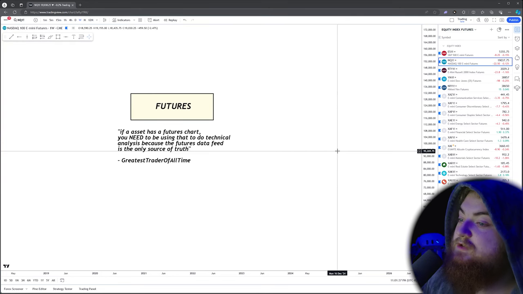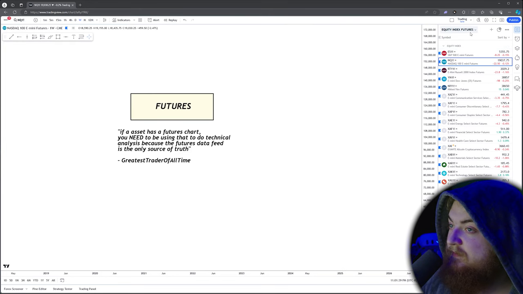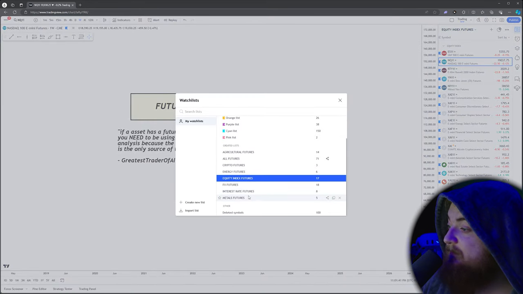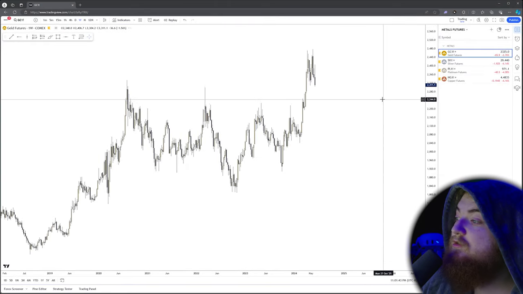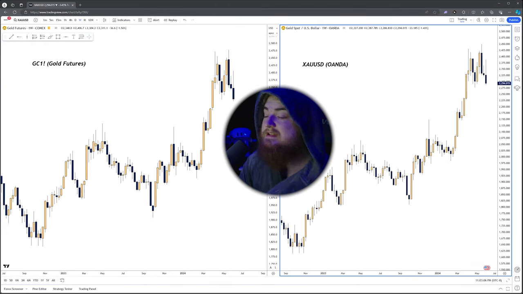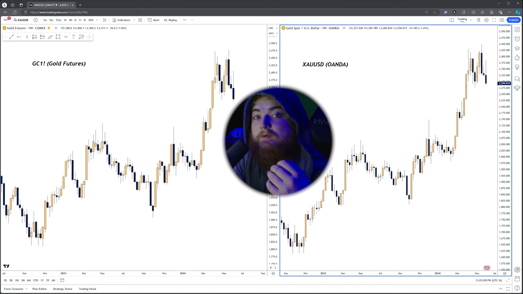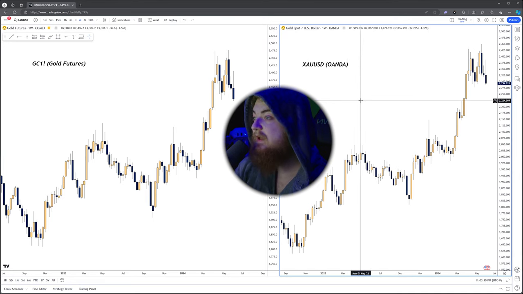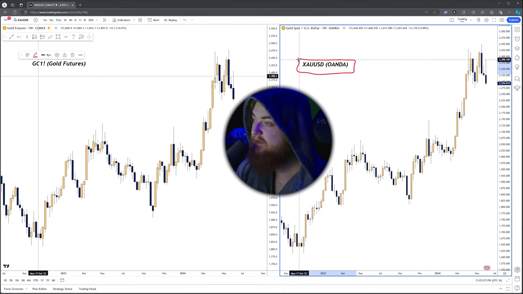So what do I mean about futures being the source of truth? Well, this is what I mean. Let's go over to something like gold to illustrate this better. So let's take this example with gold, and I'll be running through other examples as well, where on the left we have the gold futures chart, and on the right we have the XAU USD chart. Many times if people want to trade gold, they go to the XAU USD chart, because this is the chart that shows up on your broker most of the time.